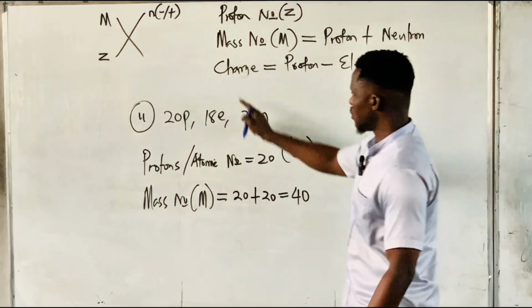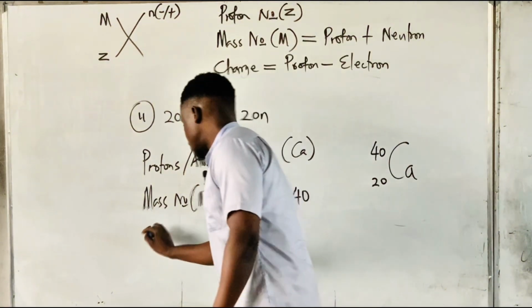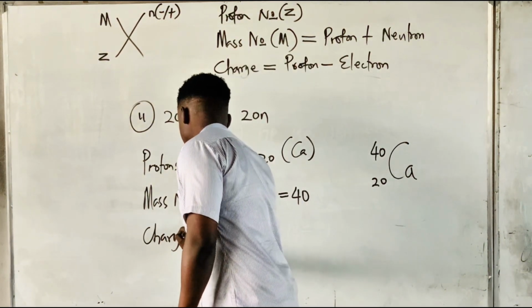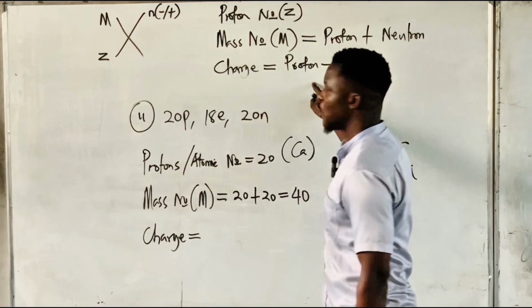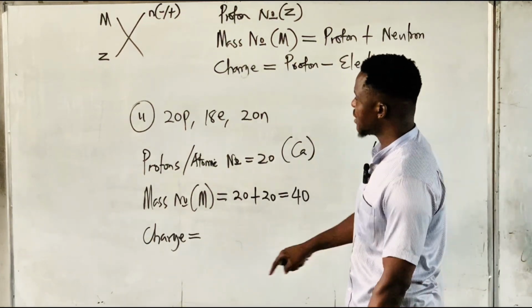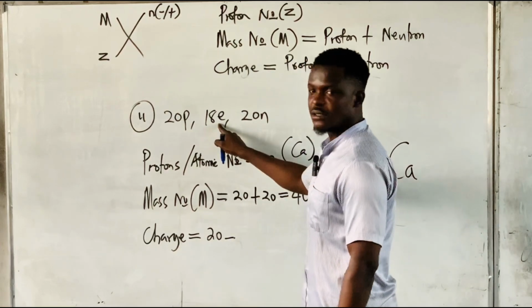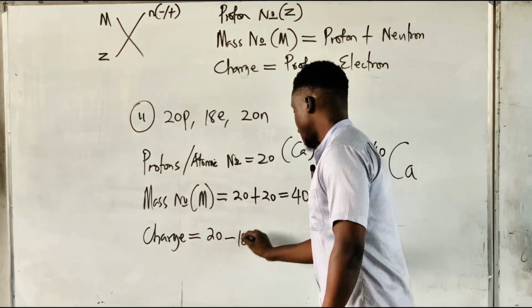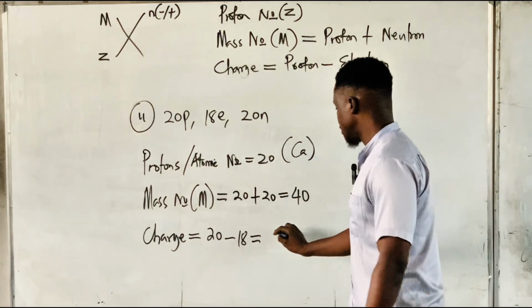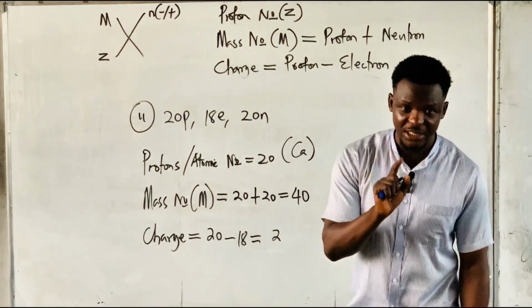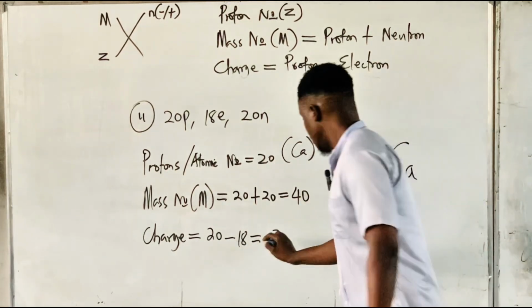The next thing I'm going to solve for is charge. Now, charge is proton minus electron. What is the proton count here? 20 minus, how many electrons do we have here? 20 minus 18 is what? 2. But since it is charge, you must put the plus.